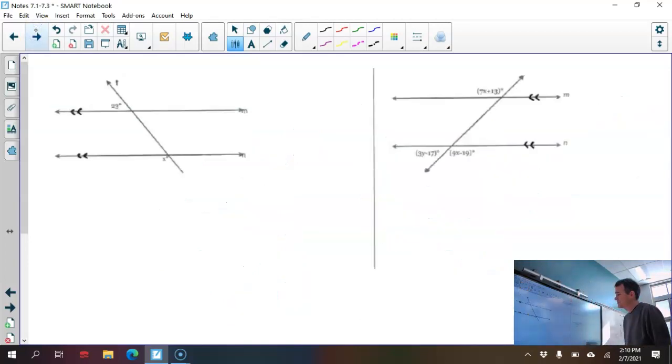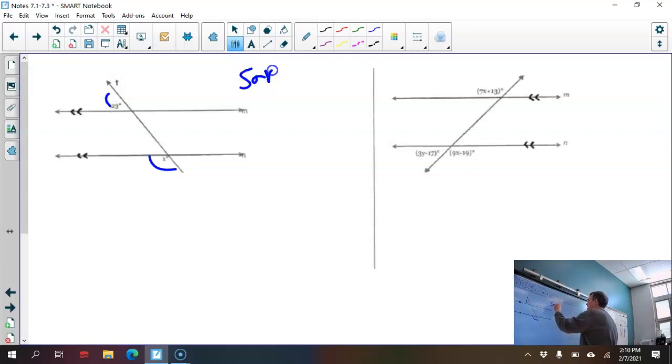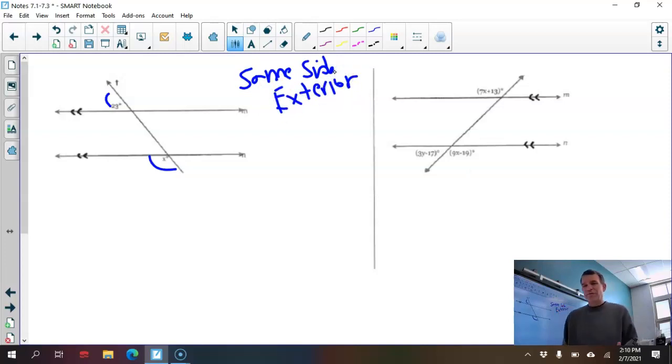All right, last two. This third example is interesting. These two angles are actually same side exterior. Now, we don't have a rule for same side exterior, but we could easily figure it out. And we would do it like this. These two angles here do have a rule. These two angles are equal to each other because they are corresponding angles. So because these are corresponding, they're equal, I know this is 23.